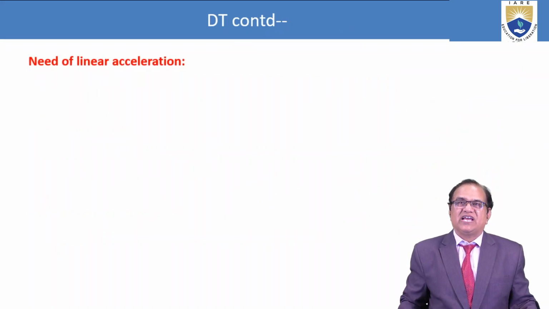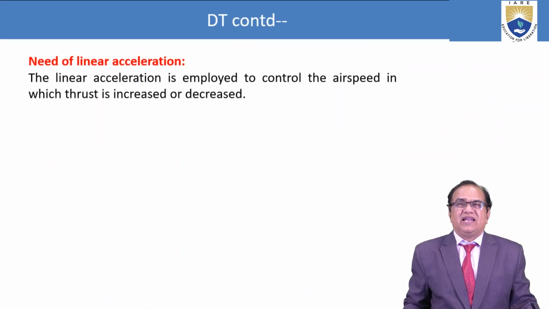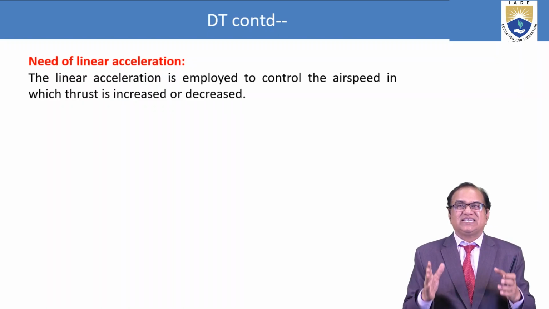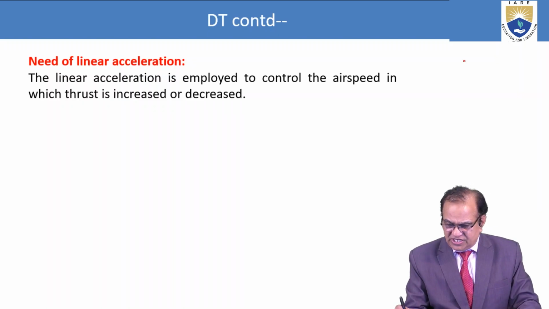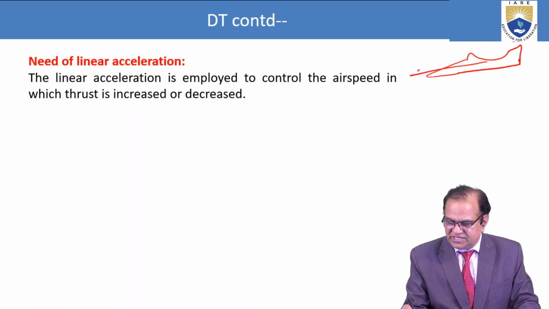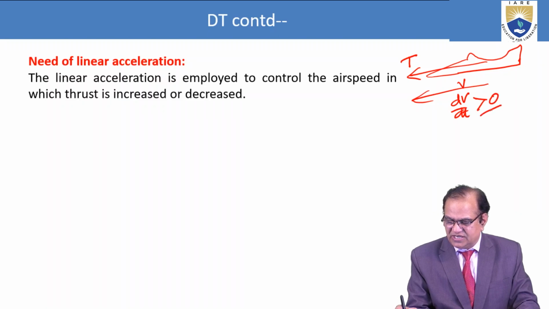Need for linear acceleration. The linear acceleration is employed to control the airspeed, in which thrust is increased or decreased. So if you increase the thrust or the drag, your airspeed will increase or decrease. If you increase T, as much as you increase, velocity will increase. So dV by dt is increased. So it is an acceleration.